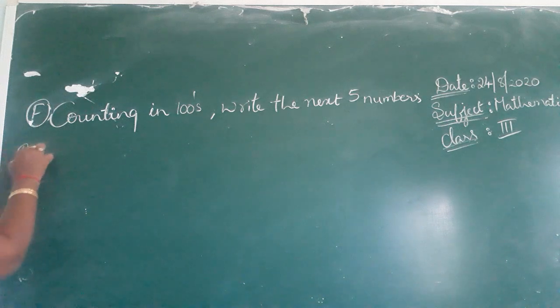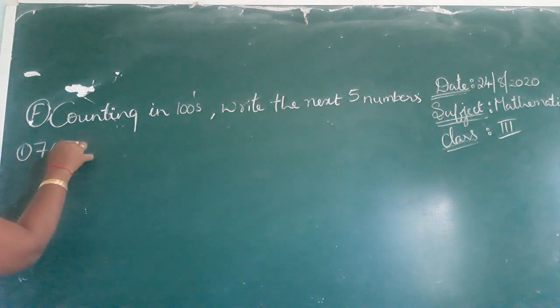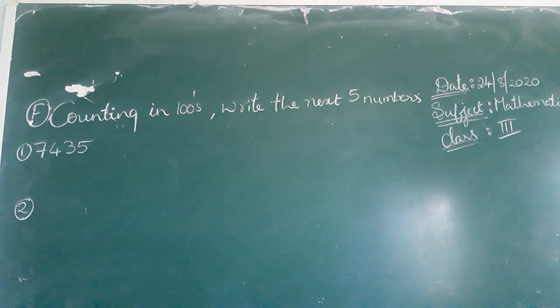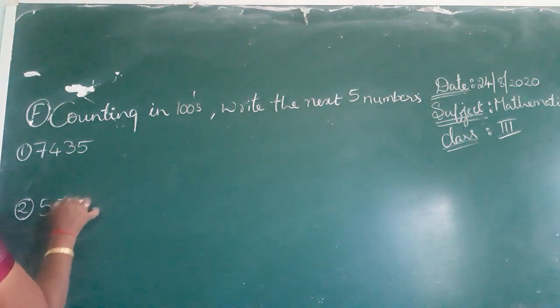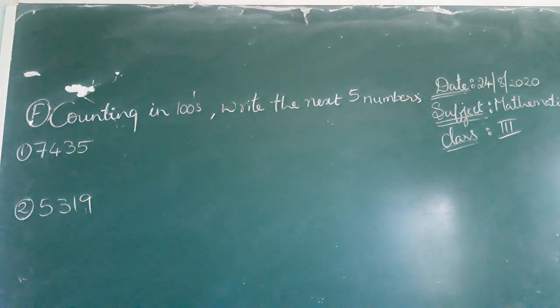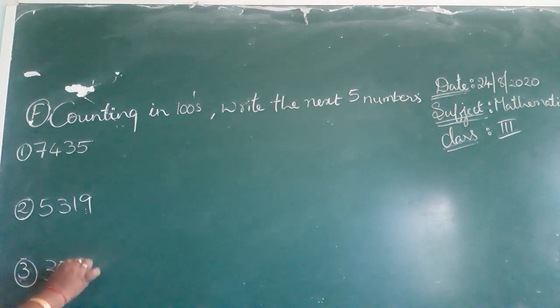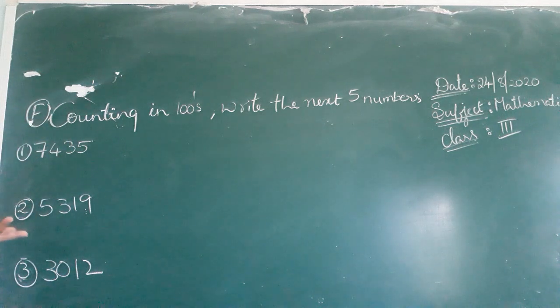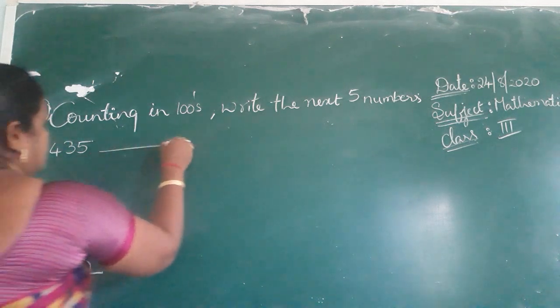First one, 7435. Second number, 5390. Third one, 3012. Now we have to add 100 to the given numbers and write the next 5 numbers in this series.